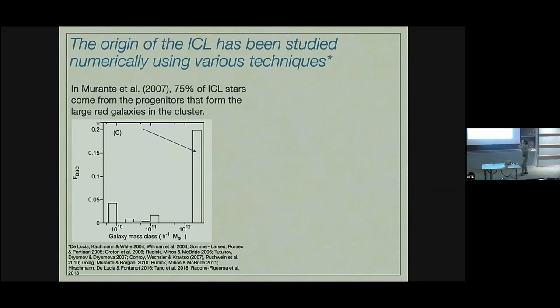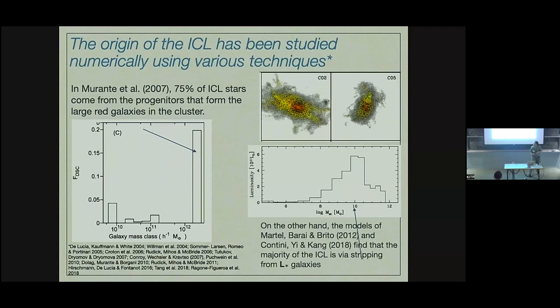That's observationally. Theoretically, folks have done a lot of work in making ICL in their simulations. But they don't always show the same thing. So for example, in Murante 2007, about 75% of intracluster stars come from the progenitors of large red galaxies in the cluster, compared to other studies such as Martel 2012 and Contini 2018 that find that Milky Way-like L-star galaxies are a more important component for the BCG and for the ICL.